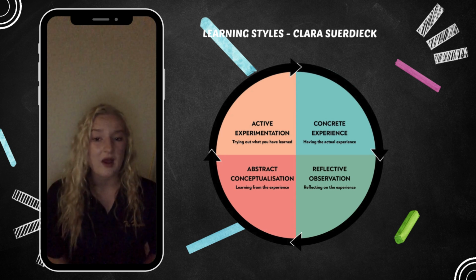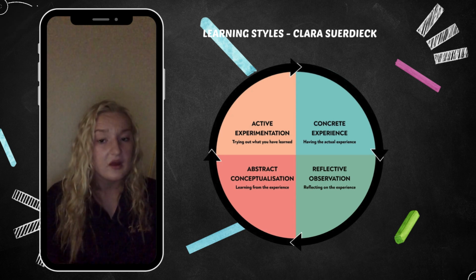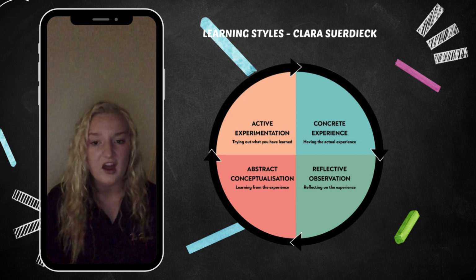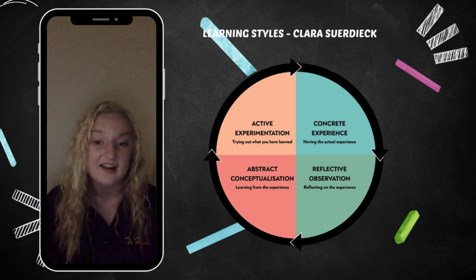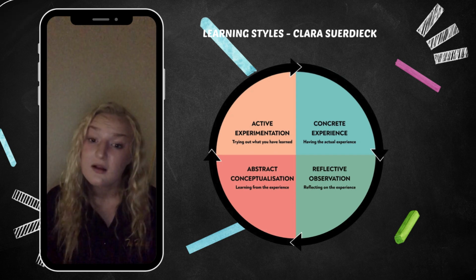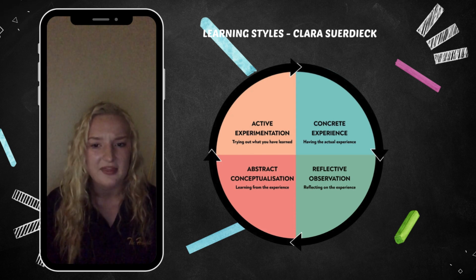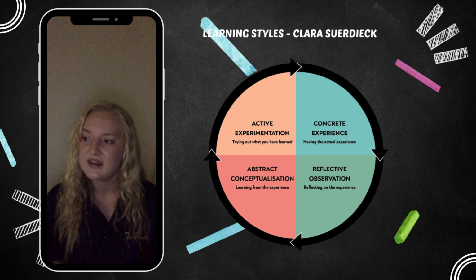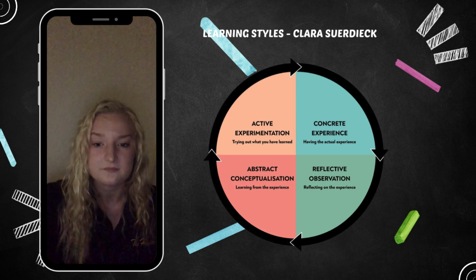A walkthrough of the process looks like this: starting with having a concrete experience, 2, observing and reflecting on that experience, 3, forming the abstract concepts or analyzing or coming to a conclusion for it, and number 4 is testing their hypothesis and creating new theories based on what they have learned.